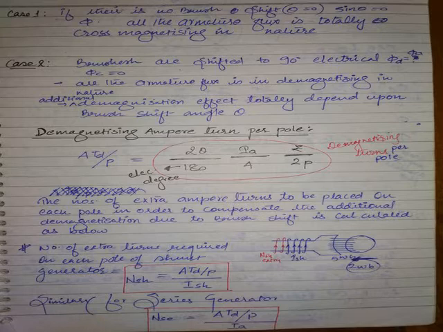Make a note. Due to increased flux density under the pole tips, iron losses increase.